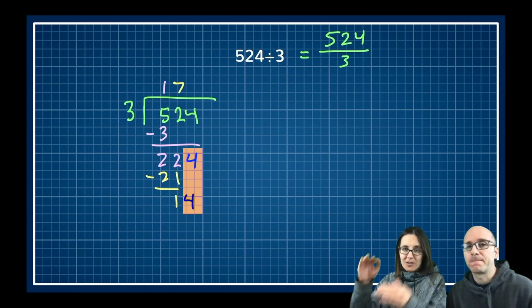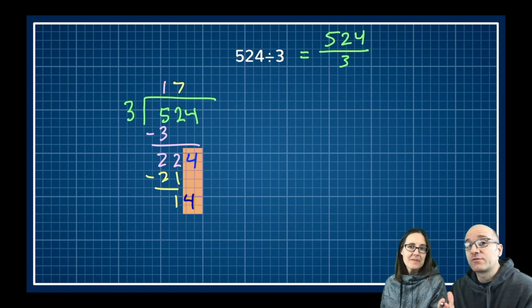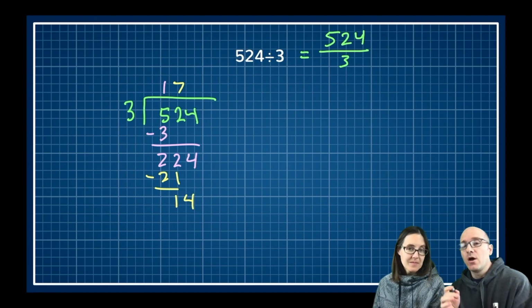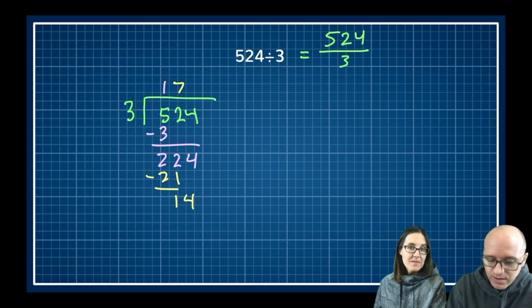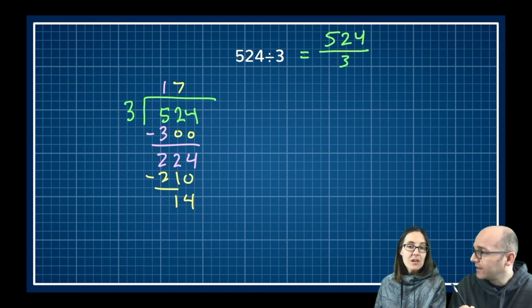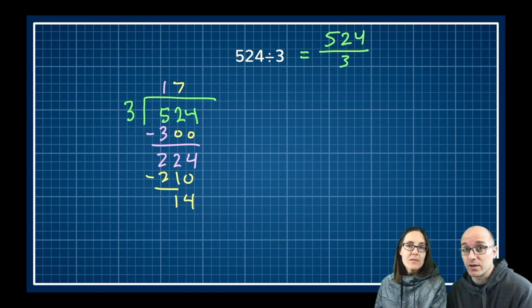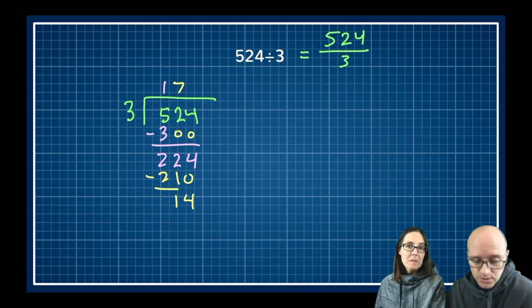Why do we bring down the numbers? Because that's what's left over. That's what we haven't accounted for. Or, more specifically, if I had just, instead of writing the 3 there, I had written 300, and instead of writing 21, I had written 210, that's really what's going on here. Because we were doing multiplication, or division, in the hundreds place, and then the tens place.